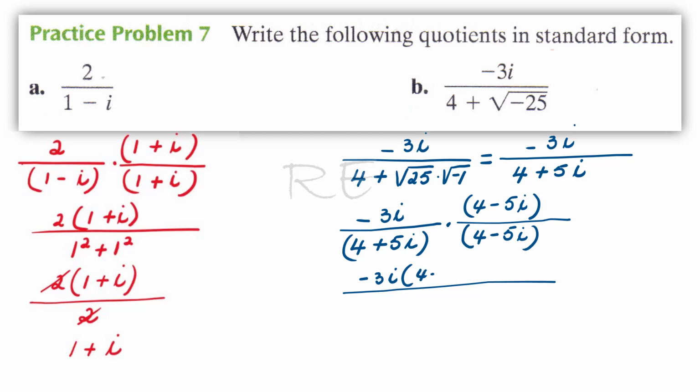Negative 3i times 4 minus 5i, and the denominator will become a sum of 2 squares, 4 squared plus 5 squared. Negative 3i times 4 is negative 12i. Negative 3i times negative 5i, positive 15i squared. 4 squared is 16, and 5 squared, 5 times 5, 25.